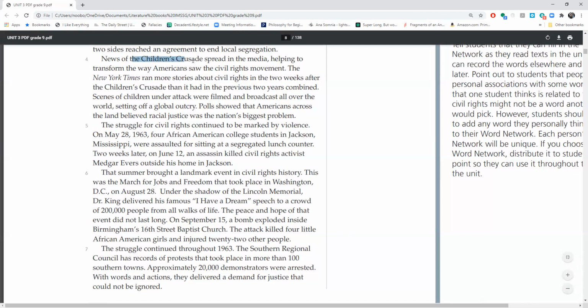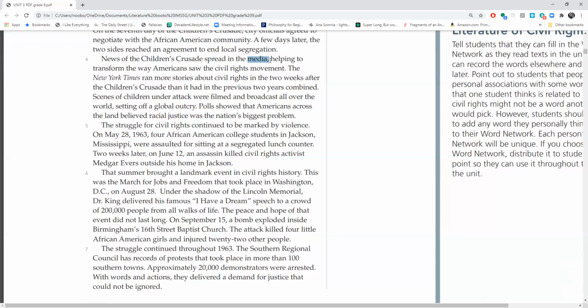So all of this protesting finally caught attention in the media. And remember, at this time, the only media was mostly radio, maybe a little bit of television, but most homes did not have their own television. You had to be very wealthy to own a TV. So the biggest media was either newspaper or radio.